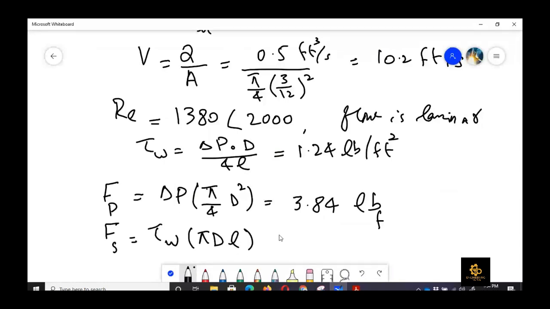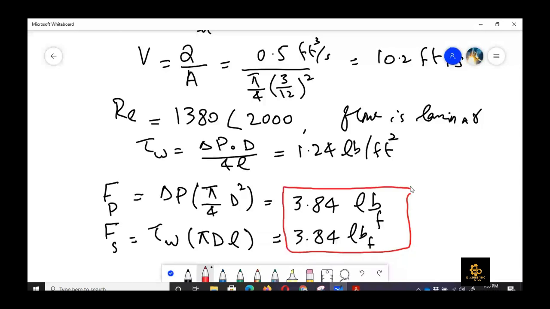So diameter is given, length is given, tau omega we have just calculated 1.24. So if we put in the values, it comes again equal to 3.84 pound force. So it means that both forces are kind of equal. So we can say that it is steady, laminar, fully developed pipe flow. So there is no acceleration because the driving force is equal to the resisting force. So there wouldn't be any net force on the fluid element. So the flow would occur with a constant velocity along a straight line.